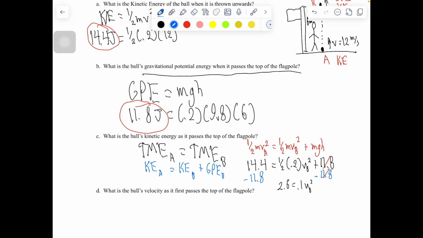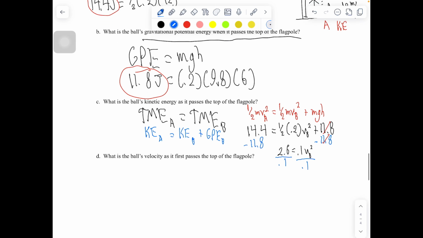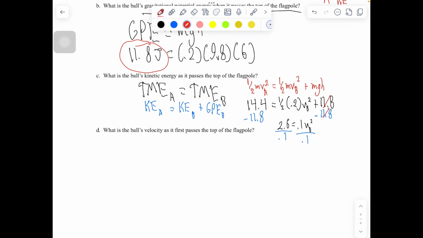Next, we want to divide both sides by 0.1, since it's currently being multiplied by our velocity, which we're trying to solve for. We want to undo that multiplication with division. 2.6 divided by 0.1 is going to give us 26. Is equal to the velocity of B squared. Take our square root, and we will get 5.1 meters per second for the velocity when it is passing a flagpole.